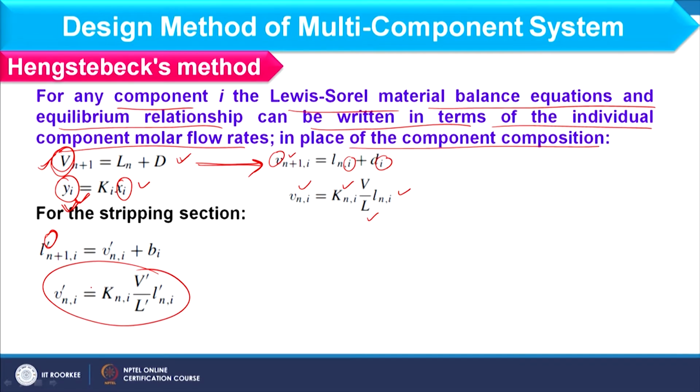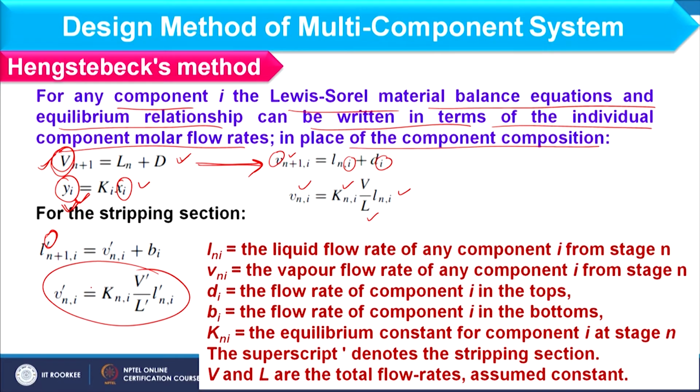Okay. So, here we have different nomenclature which we have used. L n I is the liquid flow rate of any component I from stage n. V n I is the vapor flow rate of any component I from stage n, and d I is the ith component which is available in the distillate. B I is the ith component available in the bottom product. K n I is the equilibrium constant of component I, and here we can consider prime or dash to denote the stripping section, that is the known fact. Capital V and capital L are the total flow rates that we consider as constant.